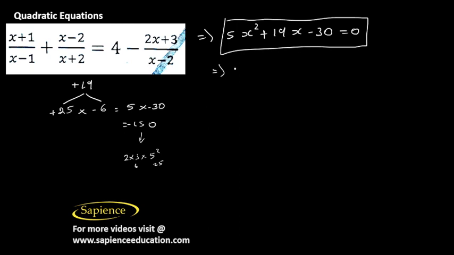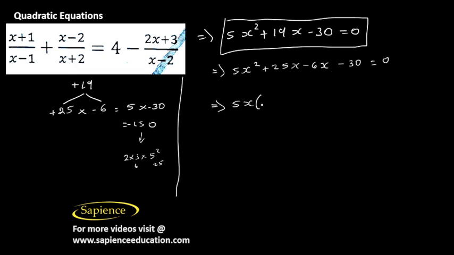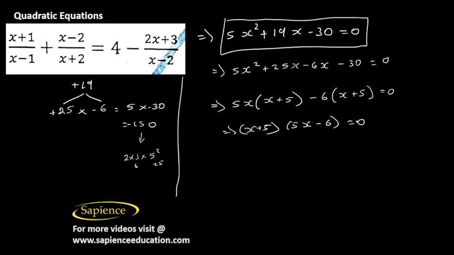That is how we are supposed to split the middle term. 5x square plus 19x is split as plus 25x and minus 6x minus 30 equal to 0. In the first two terms, we can take 5x outside. So 5x into x plus 5. The next two terms, we can take minus 6 outside. So minus 6 into x plus 5 equal to 0. Now we can take x plus 5 common, x plus 5 into 5x minus 6 equal to 0.